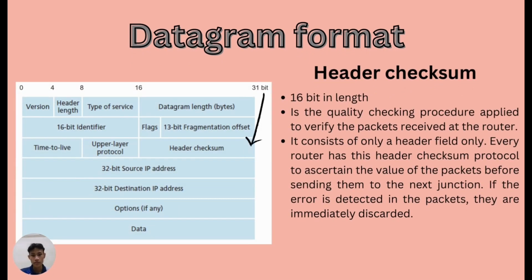Moving on to the next one, header checksum. The size is 16 bits in length. It is the quality checking procedure applied to verify the packets received at the router. It covers the header field only. Every router uses the header checksum to verify the packets before sending them to the next junction. If an error is detected in a packet, it is immediately discarded. We can also say that the header checksum is used for security purposes.